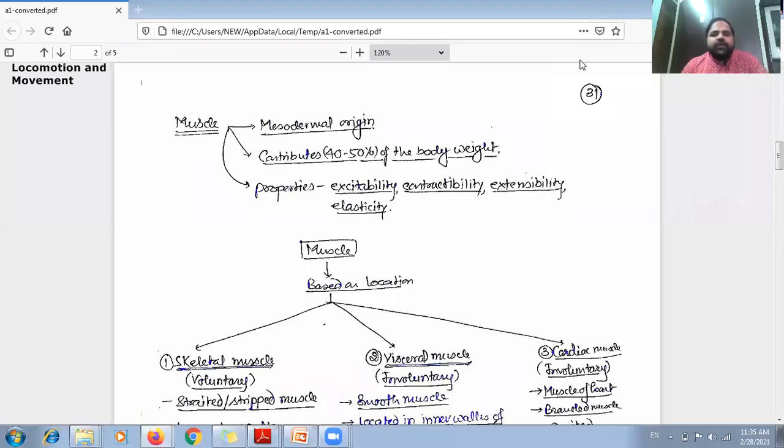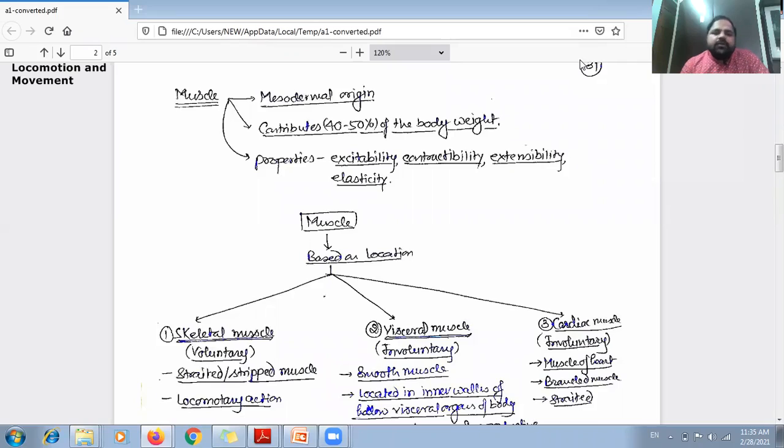Students, now we'll start with this new chapter, locomotion and movement. Under this chapter, first we will see the muscles. Here we can understand that it is composed of mesodermal cells and it contributes around 40 to 50% of the total body weight, and it has several kinds of properties such as excitability, contractibility, extensibility, and elasticity.